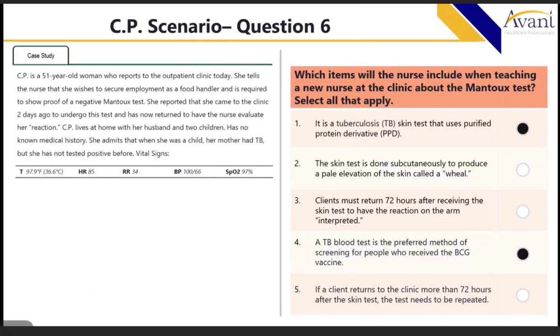Right? So it's 48 hours after or before 72 hours, right? That's why number 3 is wrong. Okay, so Sharon, for you as well. All right, number 4 is correct, right?